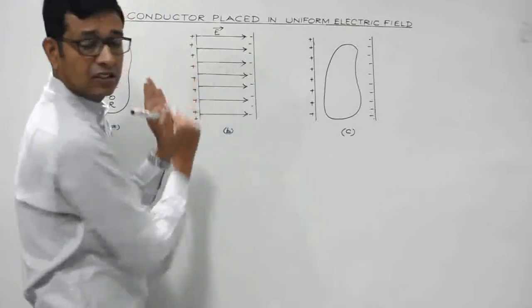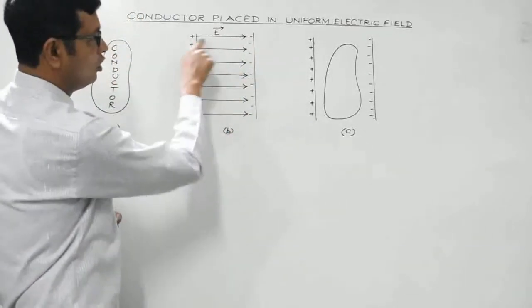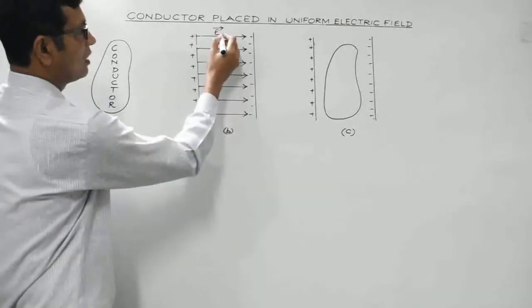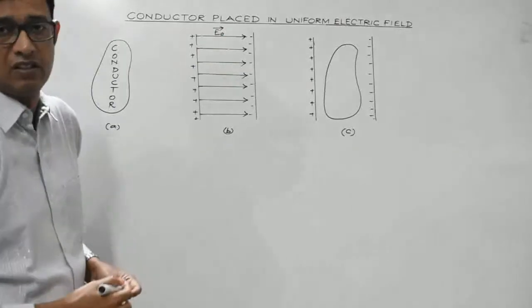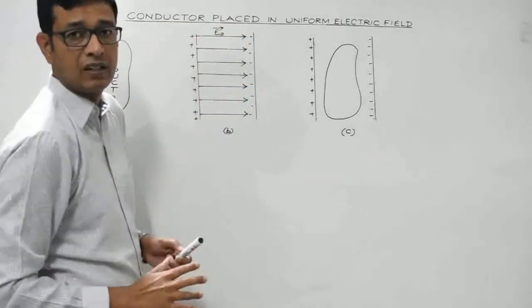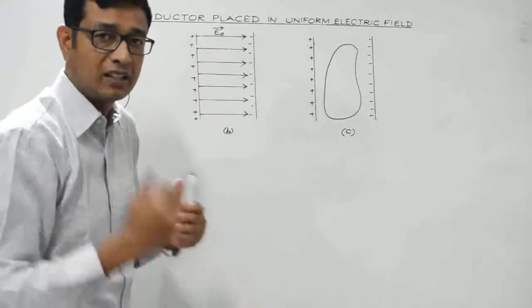These are the 2 plates, and in the space between these 2 plates, a uniform electric field exists, represented by E, or it may be represented by E naught. This is the applied electric field, right? So it is directed from the positive plate to the negative plate. A set of parallel equidistant lines represents a uniform electric field.